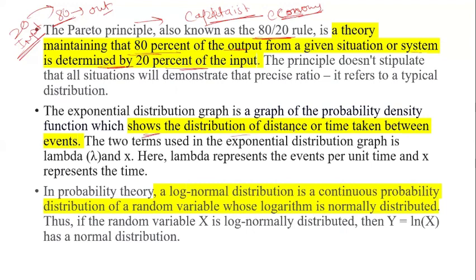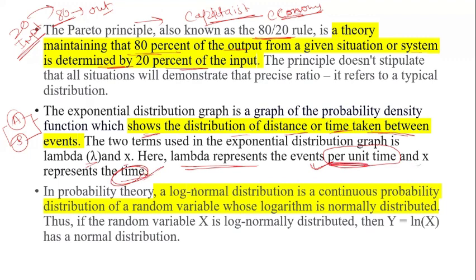The exponential distribution shows the distribution of the distance or time taken between events. If event A occurs and event B occurs, what is the time it will take between them after event A is happening. Here lambda represents the rate per unit time, and x represents the time.